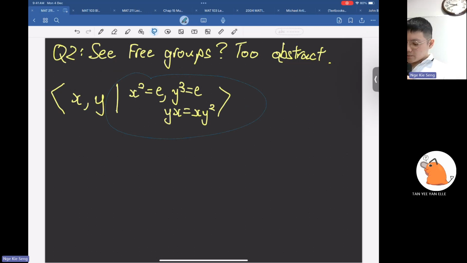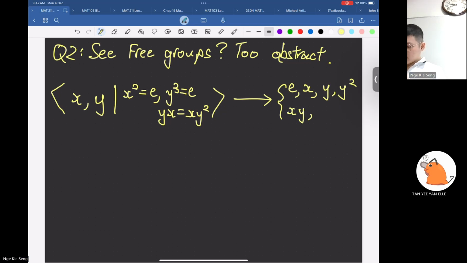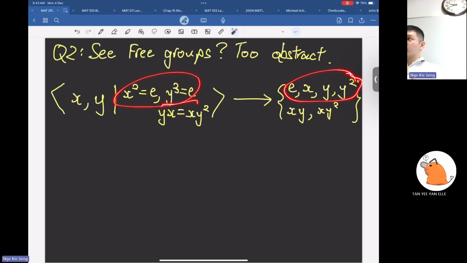How do you understand this group here? In the class, I use a cardinality argument to reduce the elements in this group. So I can reduce everything to a 6-element set. Still remember what the 6-element set is? E, X, Y, Y squared, XY, XY squared. Why? Because if you go higher order, it will get killed by these two relations here.